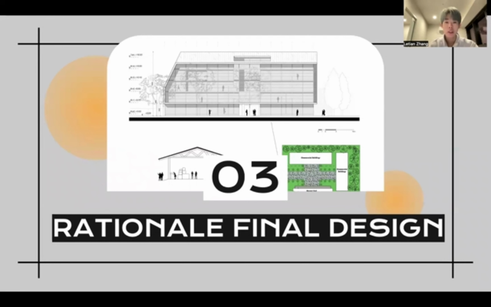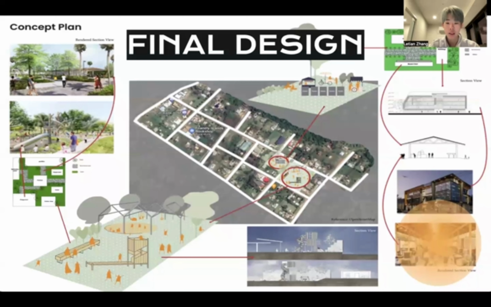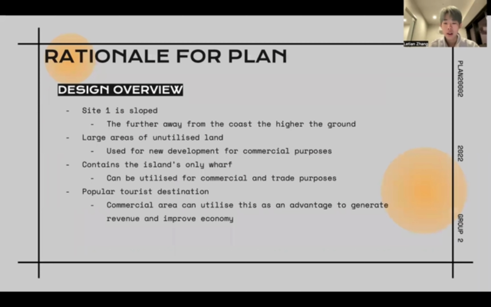So I'll be covering the rationale and final design of our design concept for Site 1. Just a quick overview of Site 1, which is Block 1 and Block 2 of Haiwan Island. Site 1 in Haiwan is sloped, meaning that the coastal line is at a lower elevation compared to the back of Site 1. Titled as the commercial area of Haiwan, the very few businesses remaining on the island do not appeal to consumers at all.